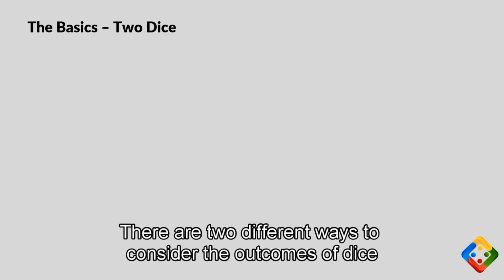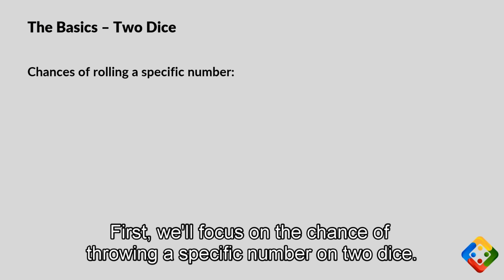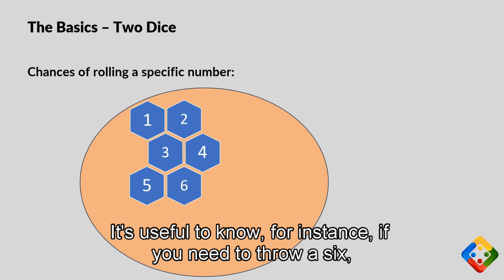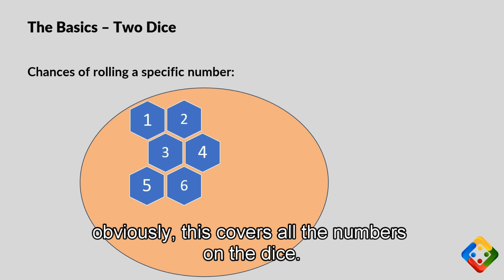There are two different ways to consider the outcomes of dice when playing Uckers. First, we'll focus on the chance of throwing a specific number on 2 dice. It's useful to know, for instance, if you need to throw a 6. Obviously, this covers all the numbers on the dice.